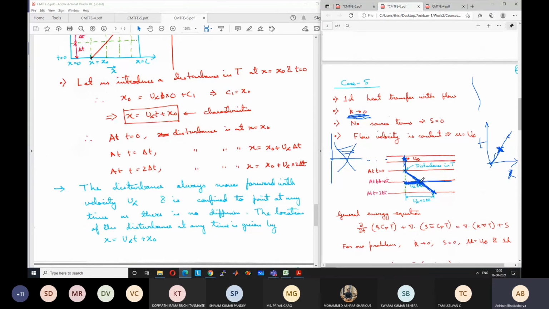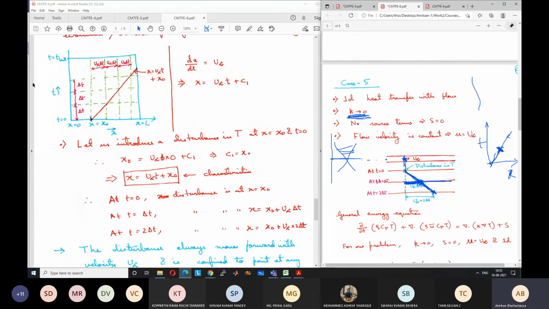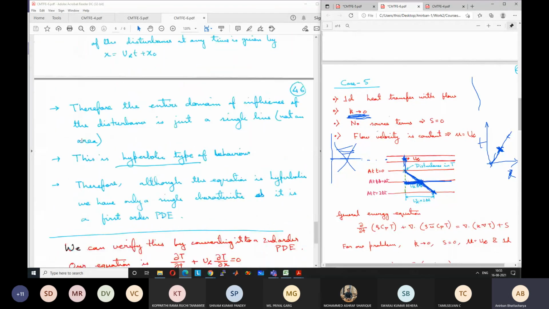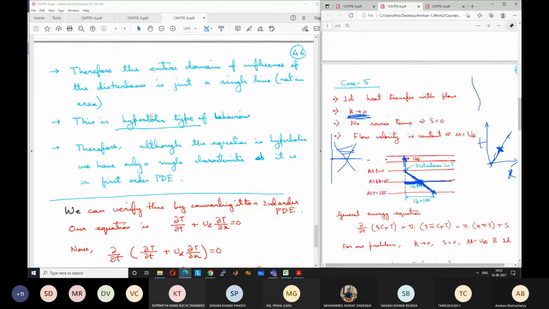Similarly, if a drop of ink is dropped at this point, the ink will not spread. That same drop will now be at this point, and after some time it will be at this point, and this point, like this. It will just get advected. Therefore, the entire domain of influence of the disturbance is just a single line, not an area. This is hyperbolic type of behavior. Therefore, although the equation is hyperbolic, we only have a single characteristic, as it is a first order PDE.